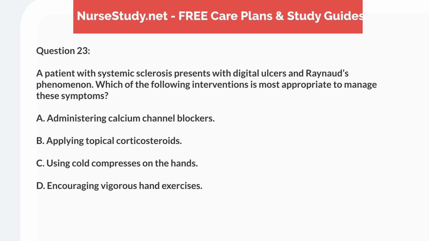Question 23. A patient with systemic sclerosis presents with digital ulcers and Raynaud's phenomenon. Which of the following interventions is most appropriate to manage these symptoms? A. Administering calcium channel blockers. B. Applying topical corticosteroids. C. Using cold compresses on the hands. D. Encouraging vigorous hand exercises.